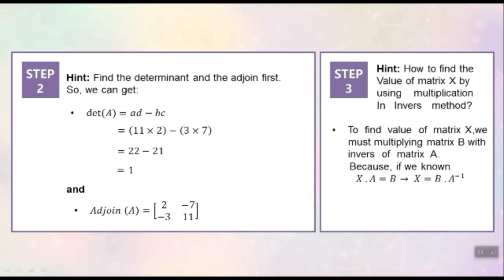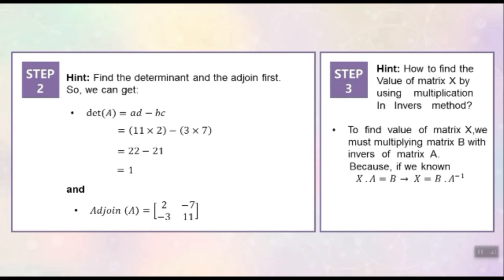Step 2, we find the determinant and the adjoint first. So we get determinant A equals ad minus bc, and we got the answer 1. And the adjoint A is the matrix [2, minus 7; minus 3, 11].